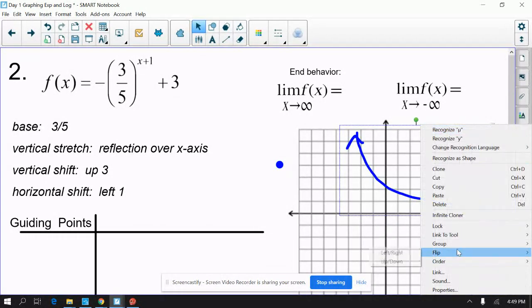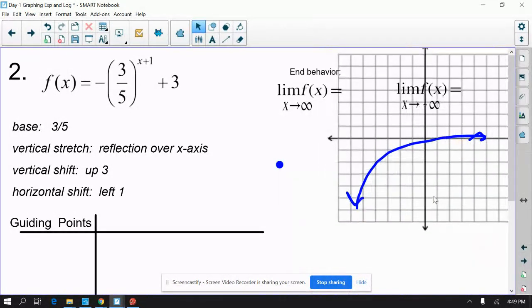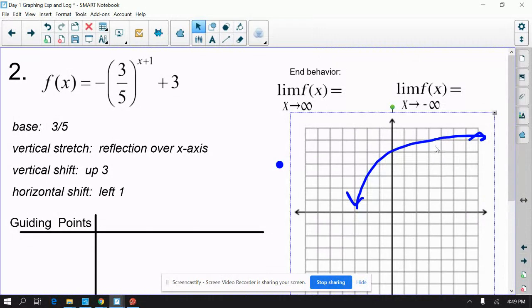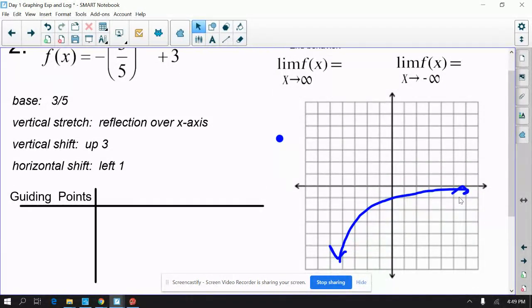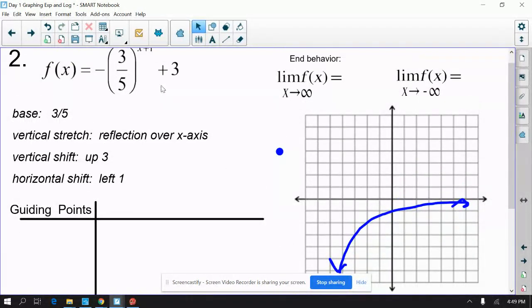Let's see if I can do this. Come on. So that's what that negative in front does, it just flips it upside down. And then the +3 raises it up 3 units. So it's going to look something like this.